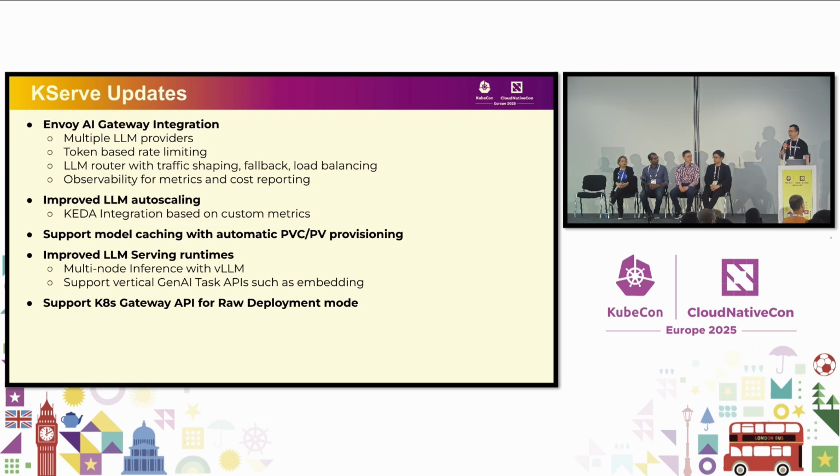And we've also improved the LLM serving runtimes. So we've added the multi-node inference support through vLLM serving. We'll continue working with the vLLM community to improve the vLLM serving runtime. We also added support for Gateway API integration, specifically for the raw deployment mode, so that you can use both Envoy and Envoy Gateway as your gateway implementation.